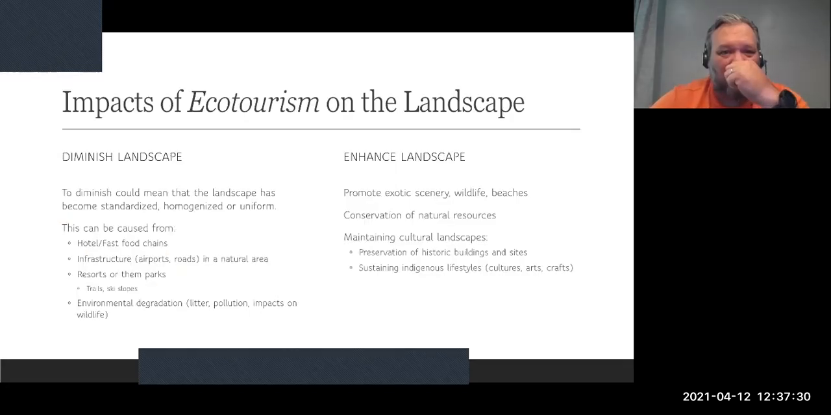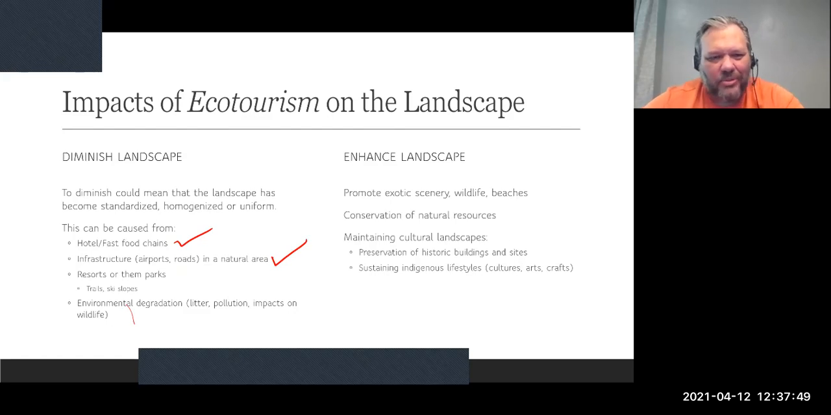And so let's look real quick at the impacts of ecotourism. So it can have a negative impact because if everybody starts to show up to a place, you might start to see stuff like this. Hotel chains and fast food chains start to spring up around the area. That's not terribly pretty. You might see roads going through natural areas that diminish the beauty of that. Resorts or theme parks, ski slopes, trails get put through all this stuff. You might end up with a lot more litter and pollution, so some environmental degradation. So those are some things that have to be watched out for in ecotourism.